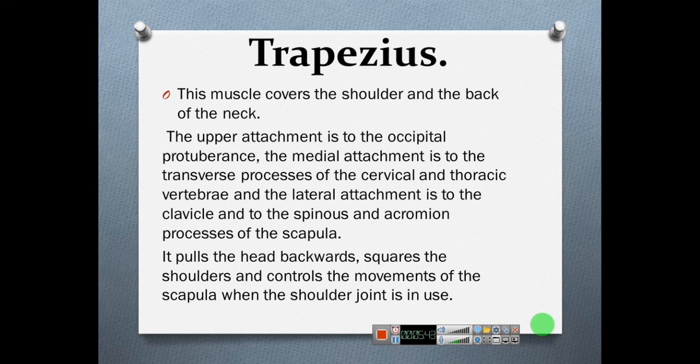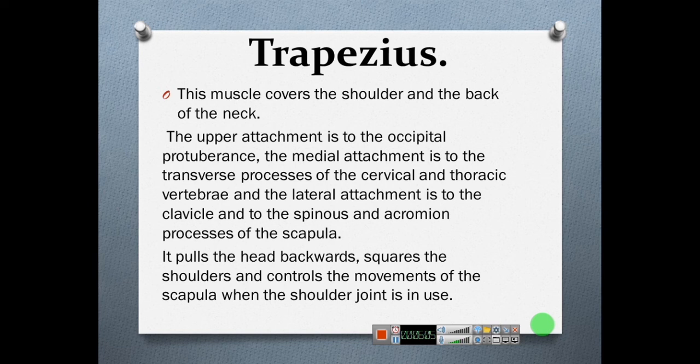Then trapezius muscle. This muscle covers the shoulder and the back of the neck. The upper attachment is to the occipital protuberance. Can you remember where the occipital protuberance is? In the occipital bone, there is a protuberance. It attaches to the occipital protuberance.